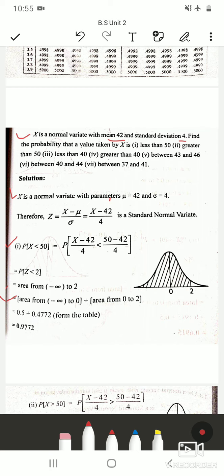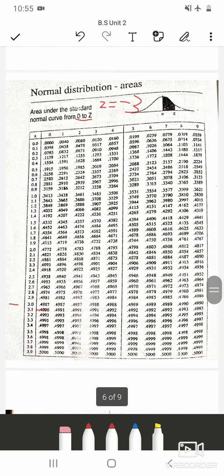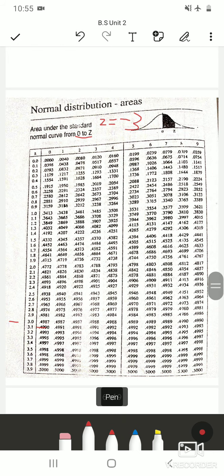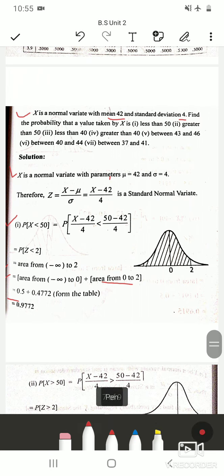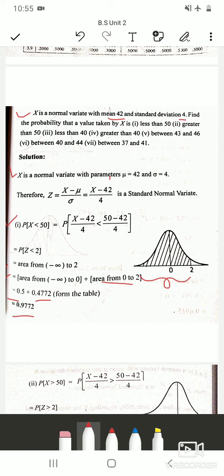The area from minus infinity to 0 is 0.5, and for the area from 0 to 2, what you have to do is look up z equal to 2, and what is the value? It is 0.4772. So we got the area from 0 to 2, which is 0.4772, from the table. If you add, we get 0.9772, which is the area from minus infinity to 2, or the probability of z less than 2. So I hope this is clear. This is a very simple concept.